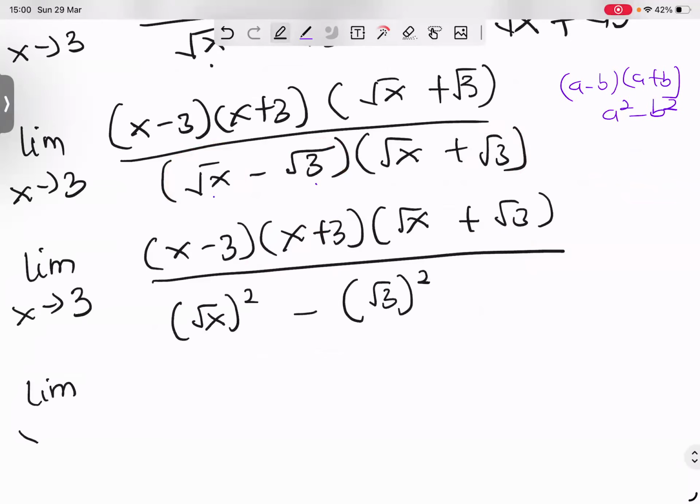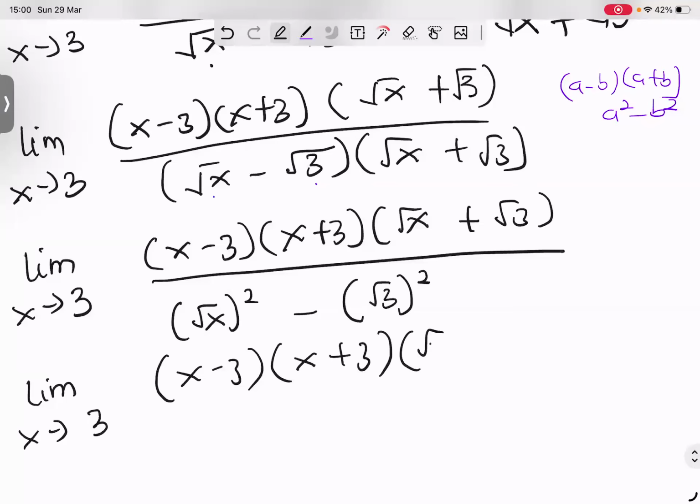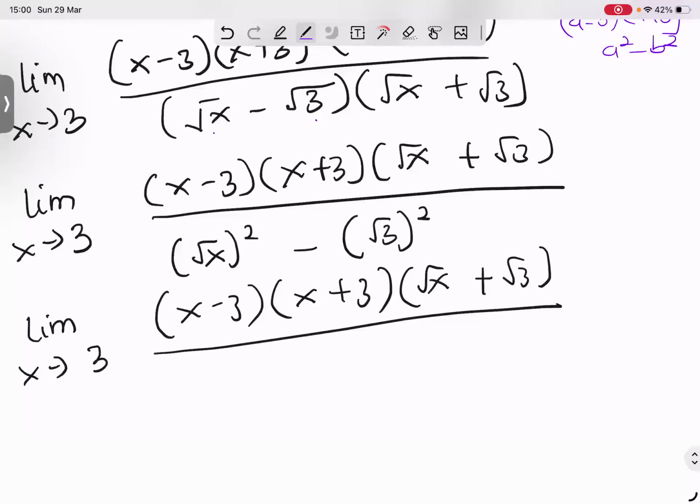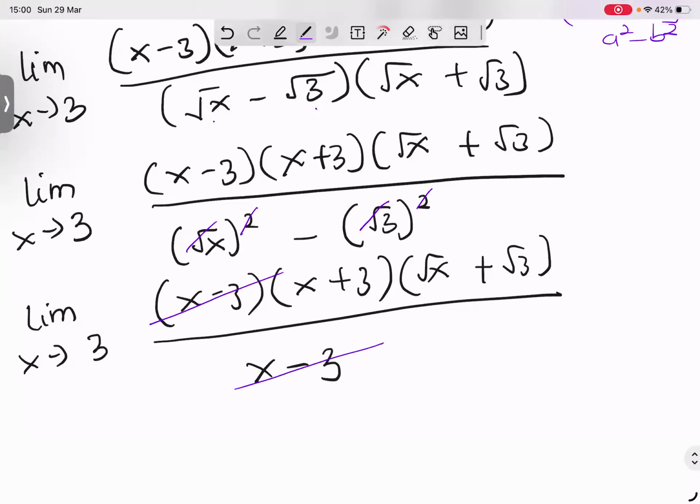This is limit as x approaches 3, x minus 3, x plus 3, square root of x plus square root of 3, divided by, I have square and the square root, they cancel each other. Square and the square root, they get rid of each other. So from the denominator, I have x minus 3. Now you see why I did not touch the numerator, so that you can see that this is the term that I need to cancel it with. From the numerator and the denominator, I have x minus 3 here, x minus 3 there.